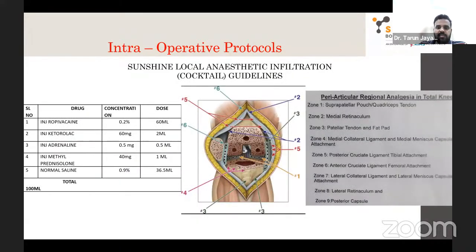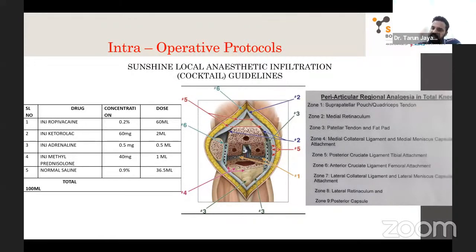So this is the cocktail regimen that we follow for a single-sided knee. You can take a screenshot of this if you like. The left side shows the constituents of the cocktail. We have injection ropivacaine, which is an anesthetic, ketorolac, which is an NSAID, adrenaline, which is a vasoconstrictor, methylprednisolone, which is the steroid, and then it's all finely diluted with normal saline. And all these have to be injected in the sites that are shown in the table on the right. It has to be divided and injected into each of the following sites.